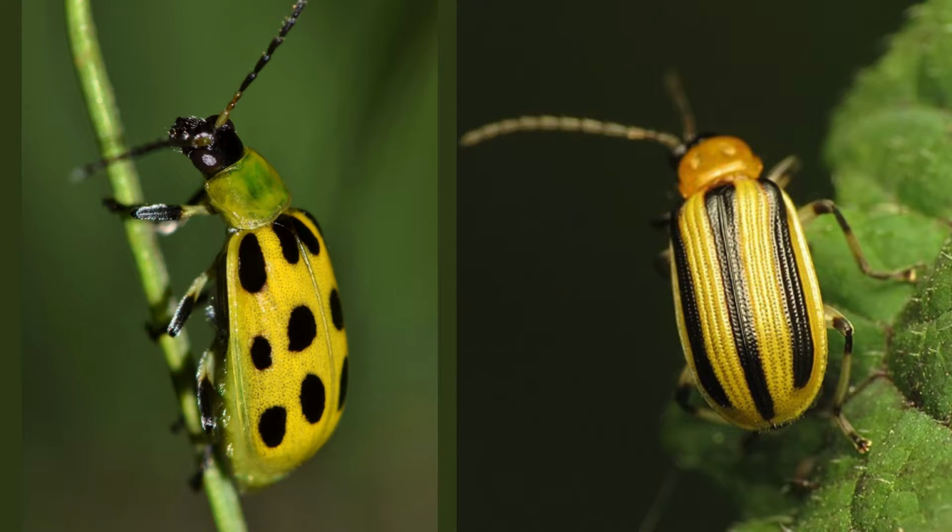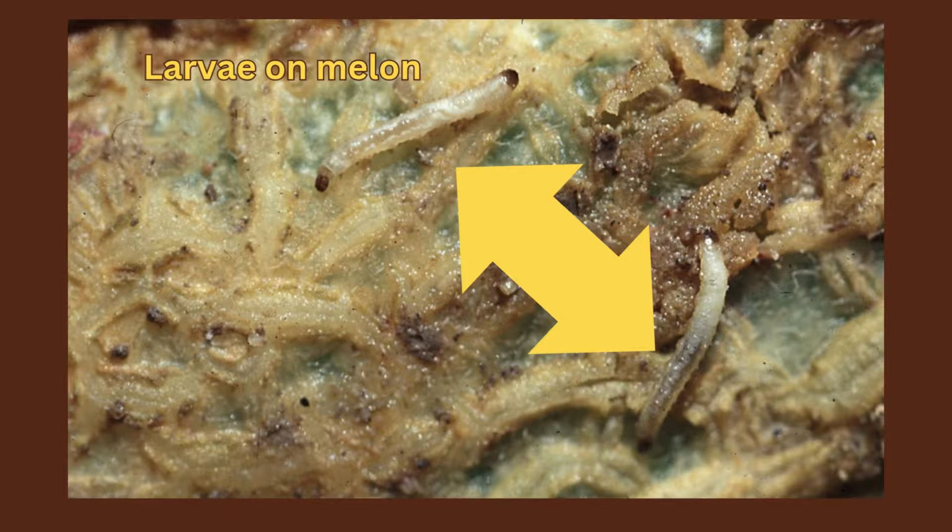There are two main types of cucumber beetles. We have the spotted on the left and striped on the right. Easy enough. They can both be found throughout the US, but the spotted is more common west of the Rockies and the striped east of the Rockies.